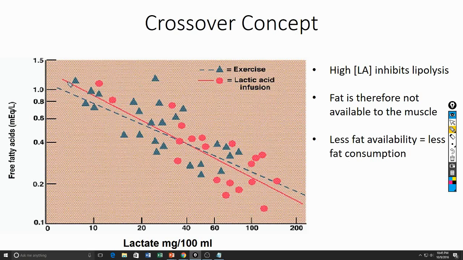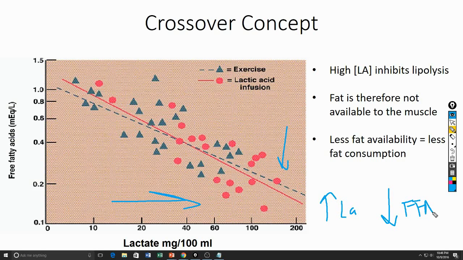This graph here shows an experiment that was done where they had people exercise, and then they also infused lactic acid. Here we look at our axes: we have fatty acids in the blood on our y-axis, and the x-axis shows the amount of lactic acid that's in the blood as well. What we see here is as lactic acid levels go up, we see a decrease in free fatty acids. So it's an inverse relationship.